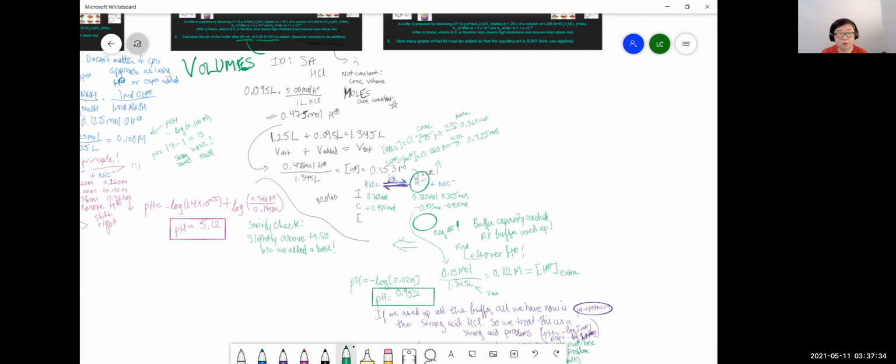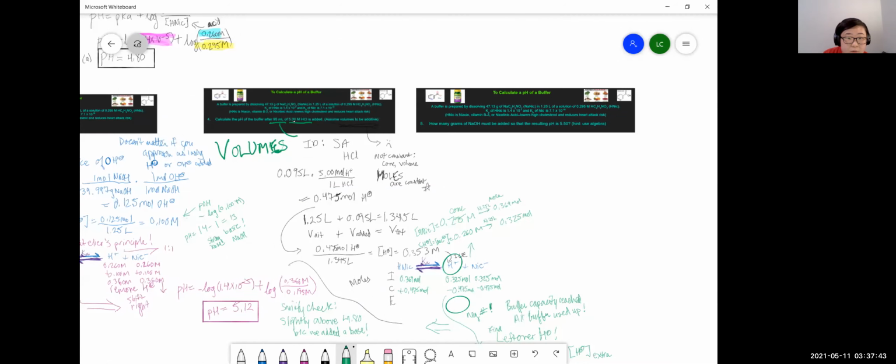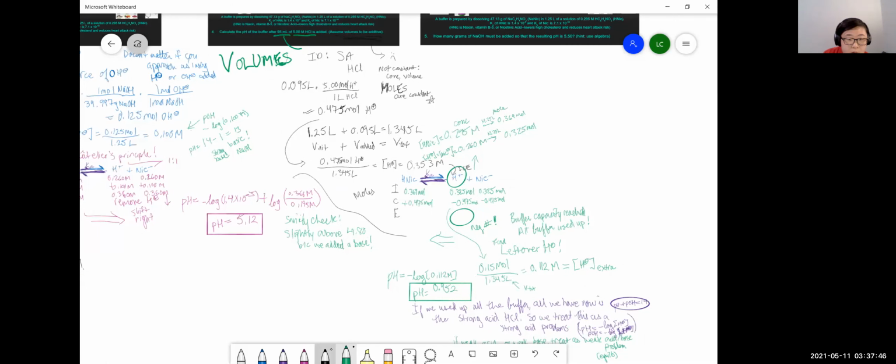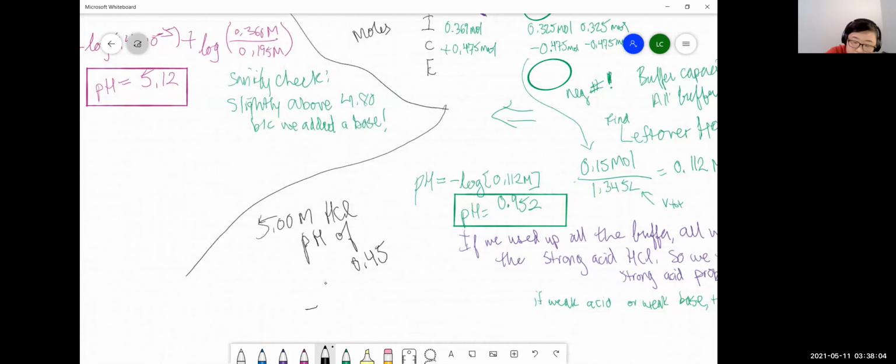So we went way beyond the pH buffering capacity. And so the pH is actually closer to whatever value. If you see it was 0.353 molar, if we did a negative log of this, we can find that the original acid, this 5.0 molar HCl, originally had a pH of 0.45. And how did I find that? All I did was take the negative log of 0.353 molar, which was the H+ that we calculated initially. And so it was like 0.452.